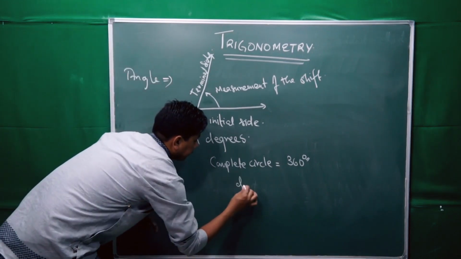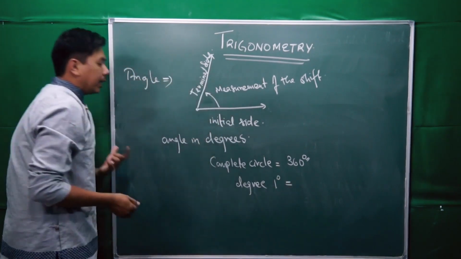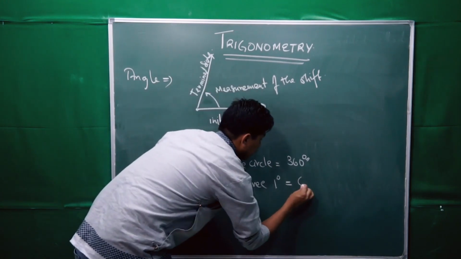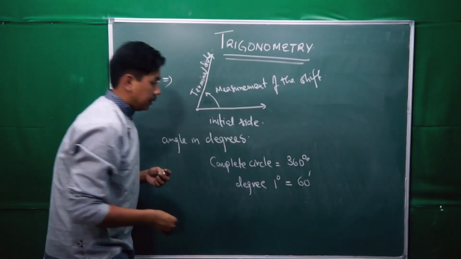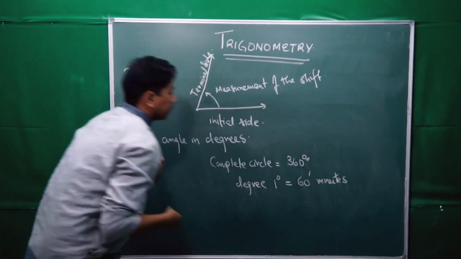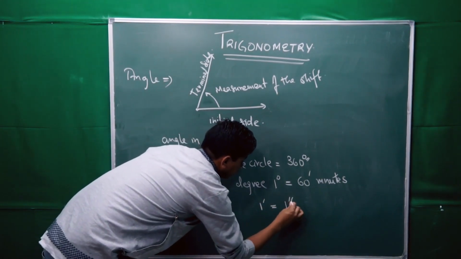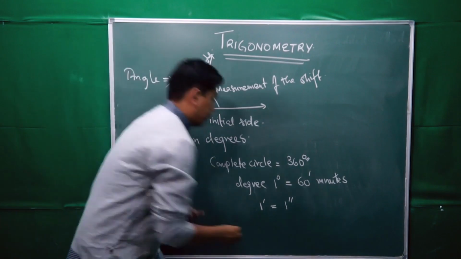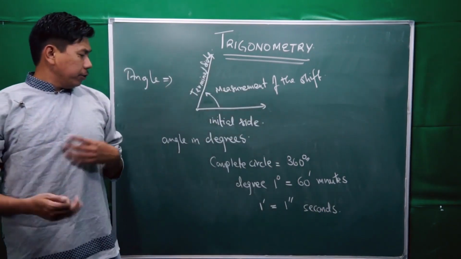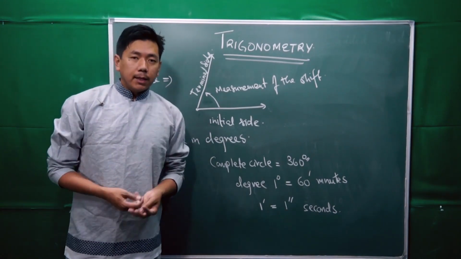1 degree is further divided into minutes, 60 minutes. Moving even further, 1 minute is further divided into seconds. So that is how we usually measure angles, and these are the units that we usually measure in, as far as class 10th is concerned.